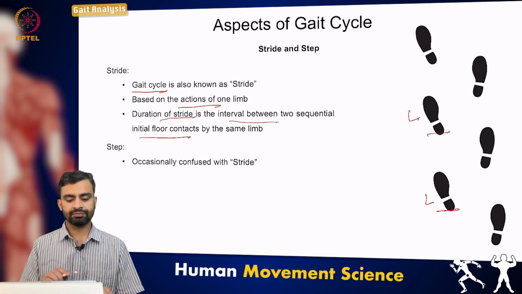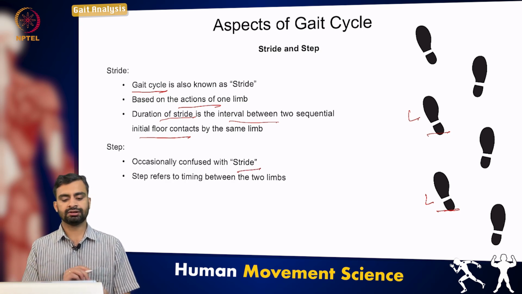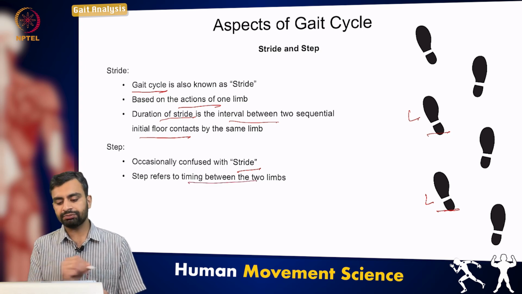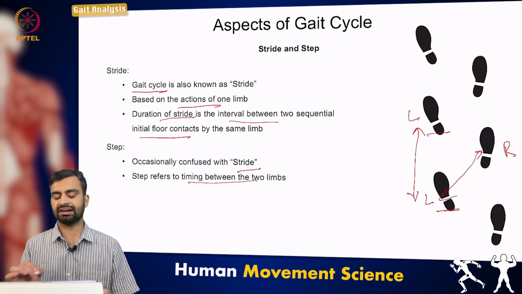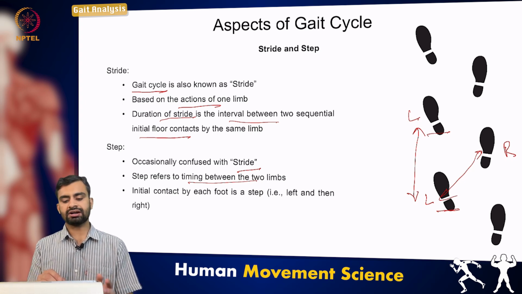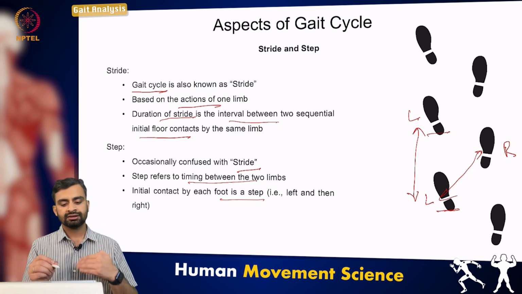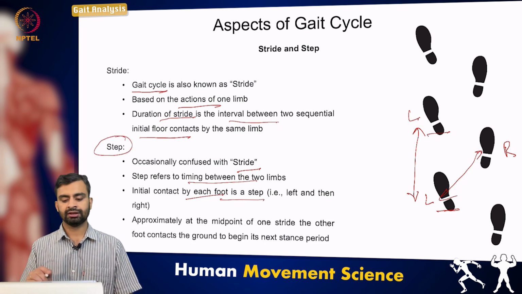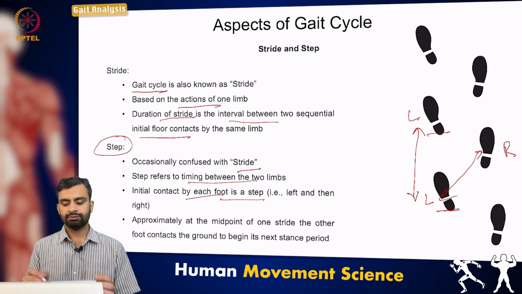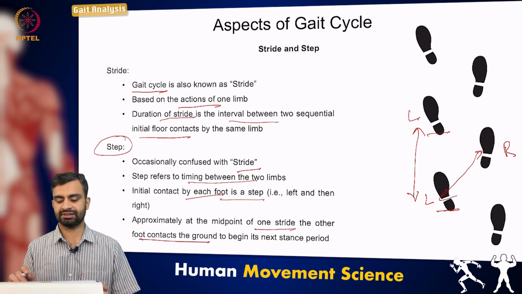Similarly, how do we define a step? Occasionally we confuse step with stride. However, step refers to the timing between two limbs, like from left to right. So this is one step, and from here to here is one stride or gait cycle. So initial contact by each foot is a step, for example left and then right; sequential contact by each foot defines our step. And usually it is the midpoint of one stride, where the other foot contacts the ground before the next stance period starts.